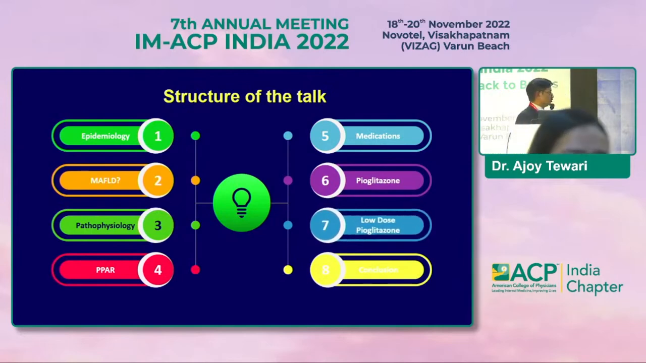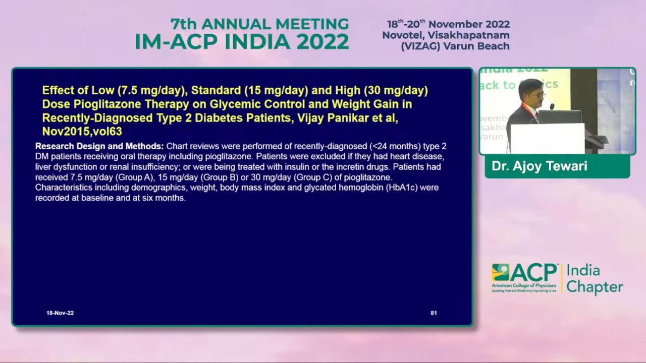Then coming to low dose pioglitazone. So first we should understand the concept of low dose pioglitazone. There are nth number of studies. This is a study of the effect of low dose 7.5 milligram per day, standard 15 milligram per day, and high 30 milligram dose pioglitazone therapy on glycemic control and weight gain in recently diagnosed type 2 diabetes patients. And this study was done in India and it was published in JAPI.